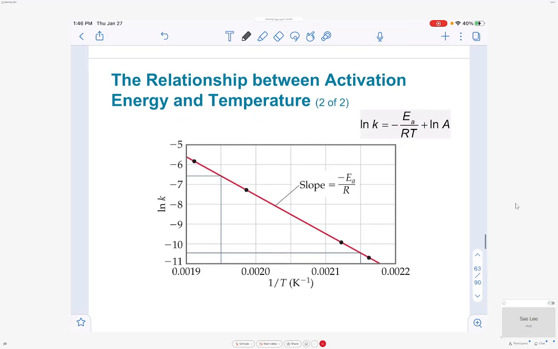Okay, so this equation has the form of an equation for a straight line: y equals mx plus b.